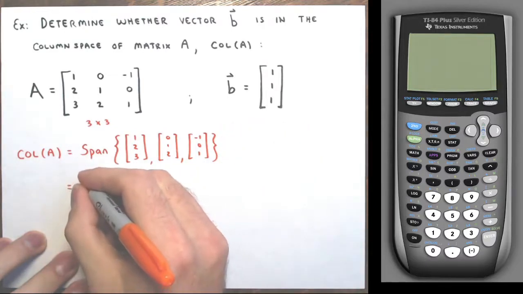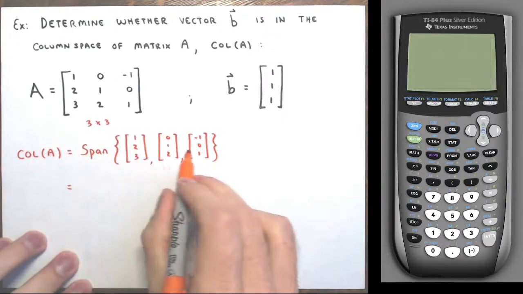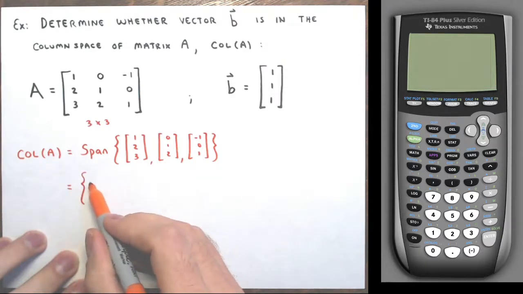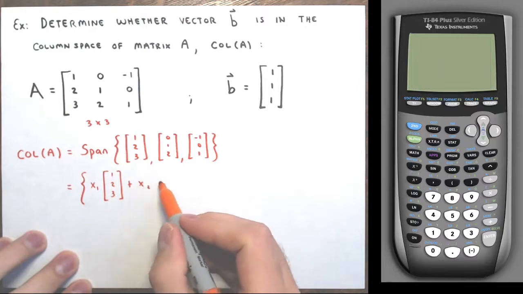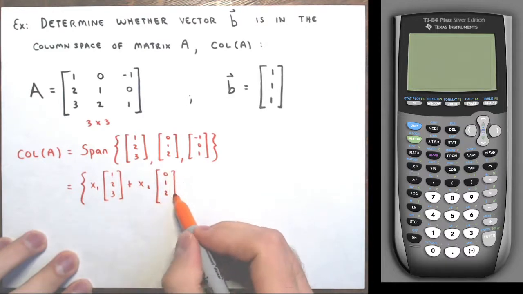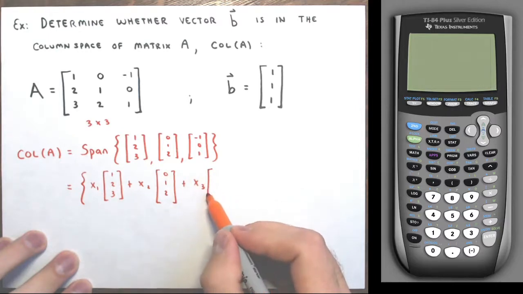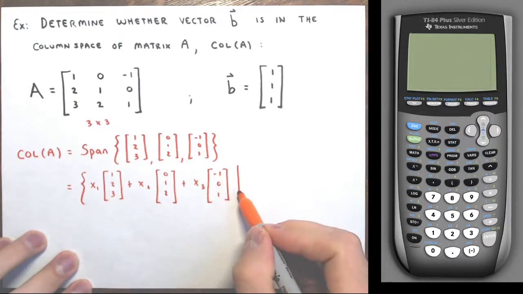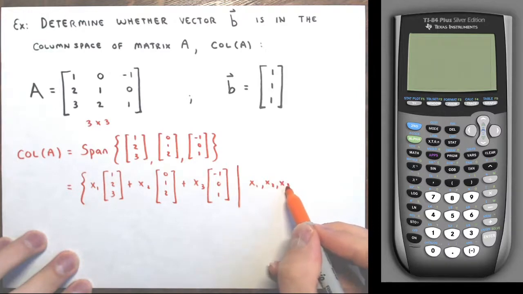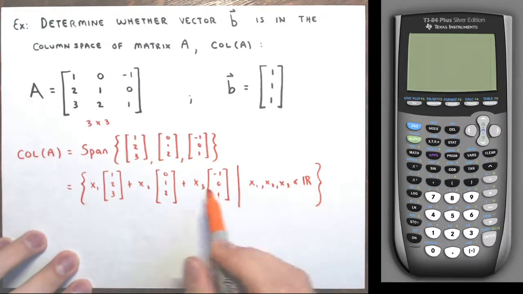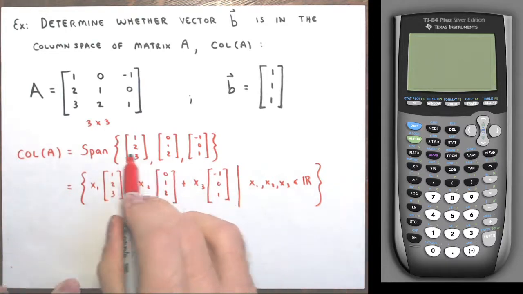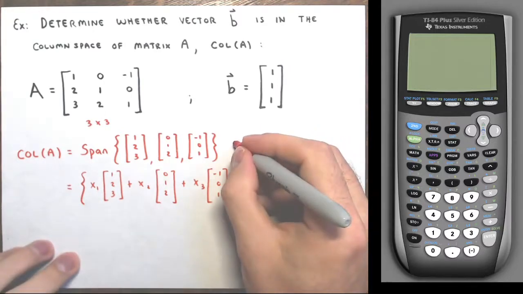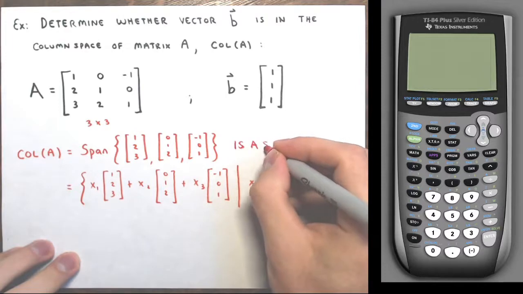Or, as I was writing on the previous page, you could think of the column space of this matrix as the span of a set of vectors. It's the set of all linear combinations: all x1 times (1, 2, 3) plus x2 times (0, 1, 2) plus x3 times (-1, 0, 1), such that x1, x2, and x3 are scalars. Every linear combination of these three column vectors makes up what's called the column space of A. And all these vectors in the column space of A are three-component vectors. This is a subspace of R3.